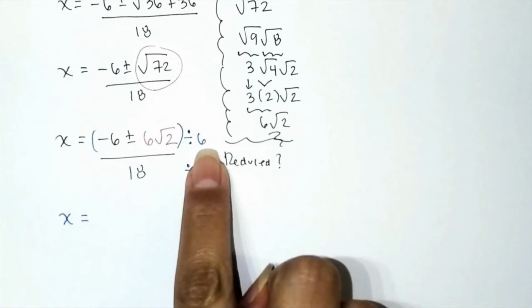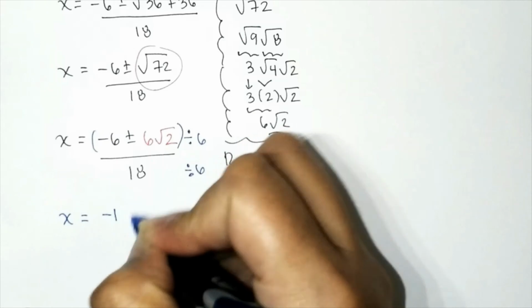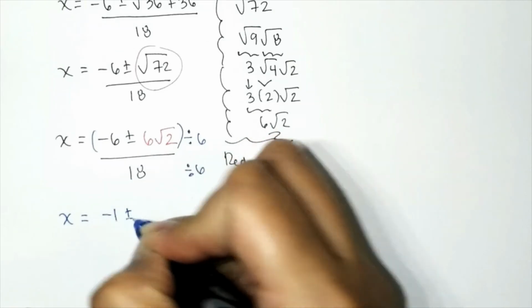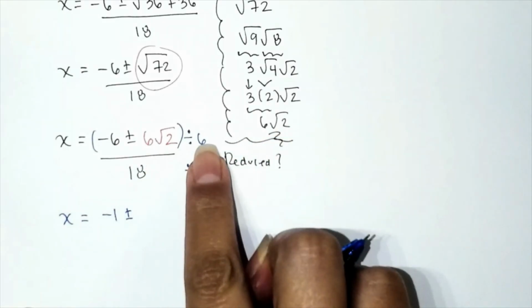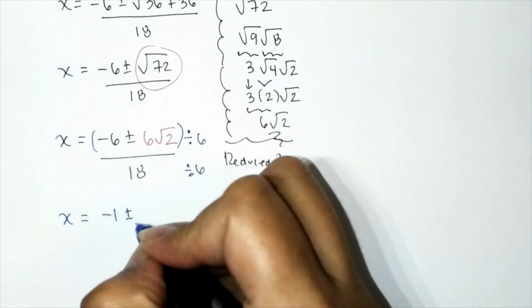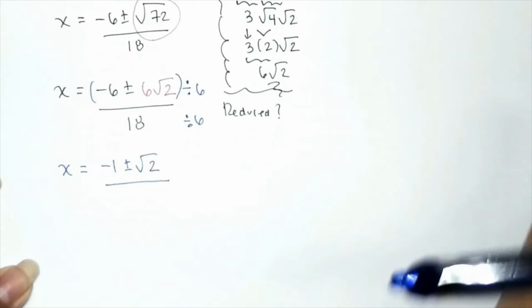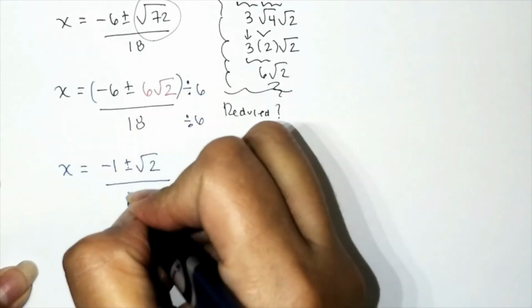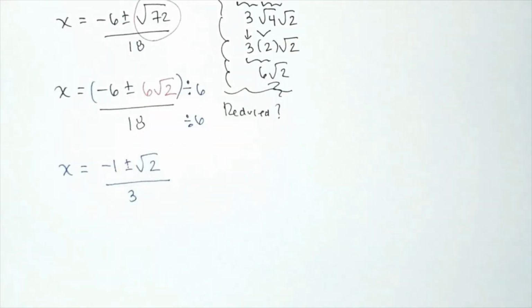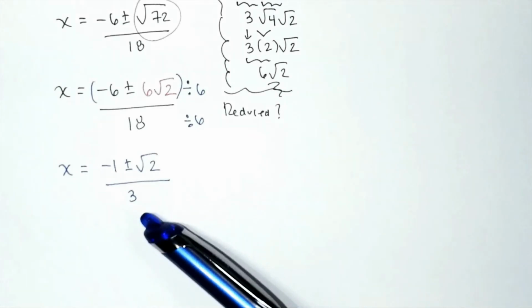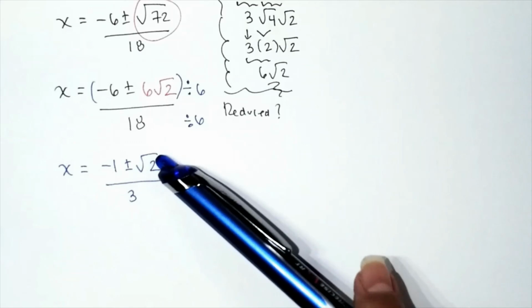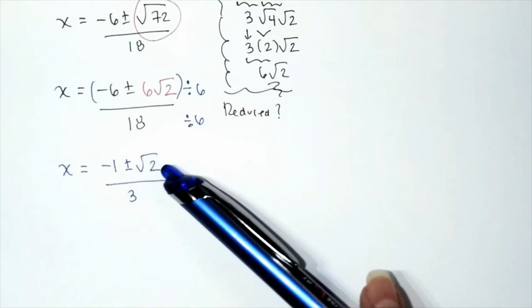-6 divided by 6 will give us -1, and then the operation is plus or minus. 6 root 2 divided by 6, the 6's cancel, and that will leave us with root 2, or square root of 2, depending on the mood that I'm in. 18 divided by 6 will give us 3. So then I'm like, okay, is my answer simplified? It sure is. We got a fraction, there's no radical in the bottom. The one that does exist in the top is already simplified, so we're good.